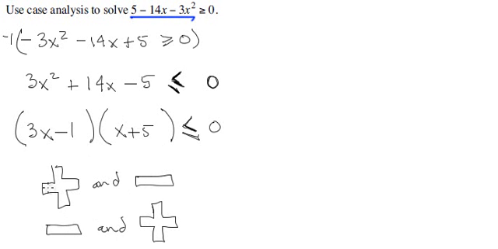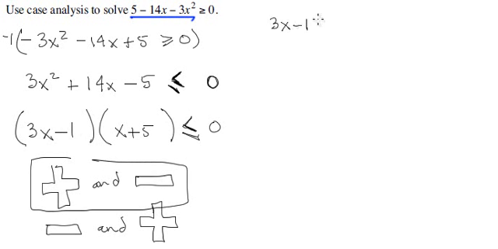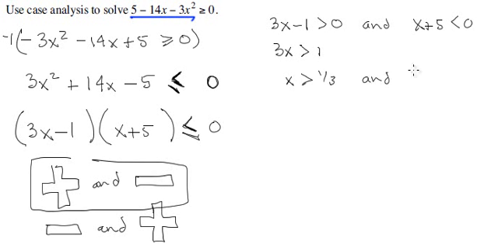Either way, when you multiply them together, you'll get a negative product, which is what this thing is calling for. So, how do we solve these at the same time? I'm going to start with this case, the plus and minus. That means either 3x minus 1 is greater than 0, as in positive, and at the same time x plus 5 is less than 0. Can we solve that? 3x is greater than 1, x is greater than 1/3, and at the same time x is lower than negative 5. What do you think?